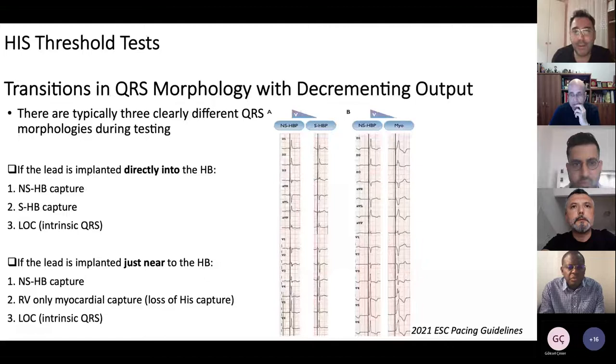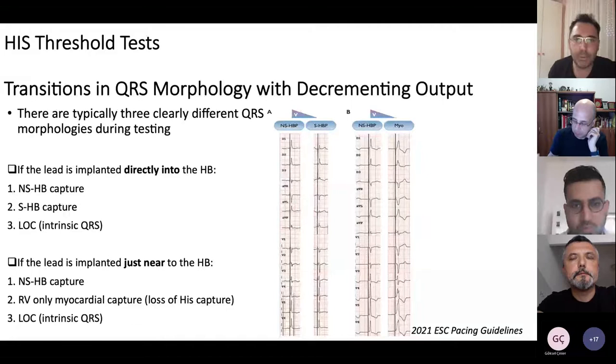If the lead is implanted directly into the His bundle, we start at high outputs having non-selective capture. When we reduce the outputs, it turns to selective capture until we lose capture and the intrinsic QRS appears. Now, if the lead is not directly in the His, but just near the His, firstly we have non-selective capture. When we reduce the output, there's only RV capture, and then we lose the RV capture and the intrinsic QRS appears.